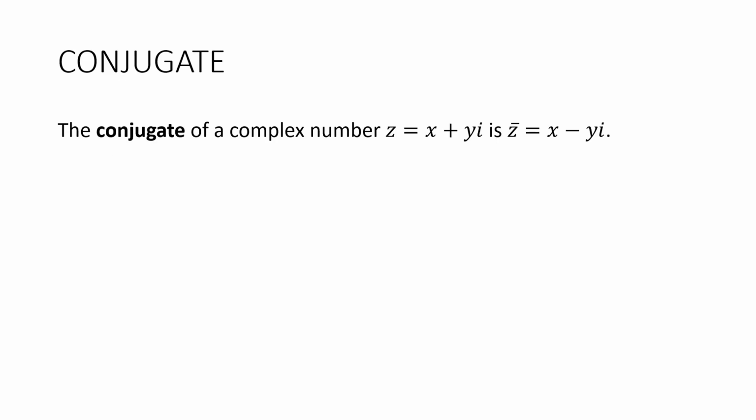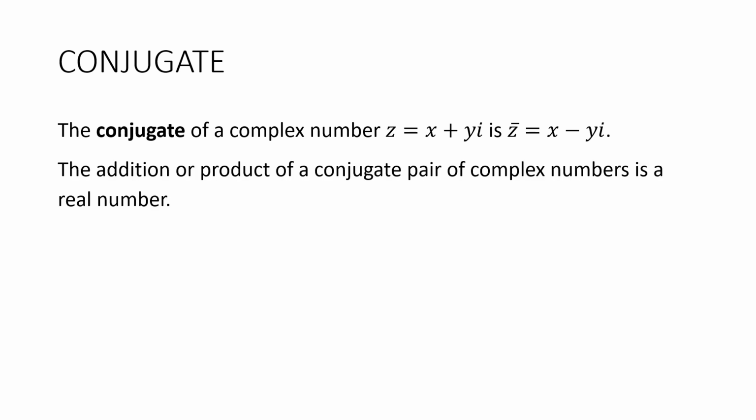Which brings us to the conjugate. Conjugate of a complex number, z equals x plus yi, is z with a bar on top is equal to x minus yi. And of course there are two important properties with conjugates, and they are that the addition or product of a conjugate pair of complex numbers is a real number.